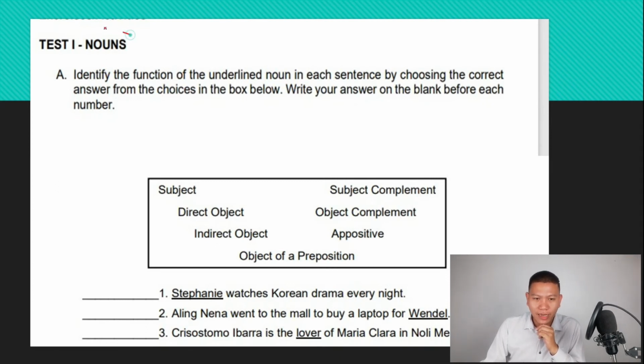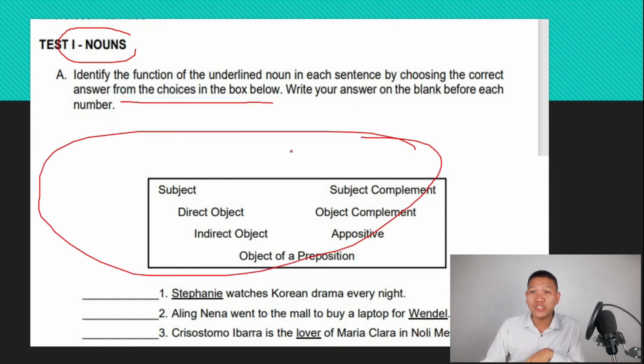Test 1 about nouns. Identify the function of the underlined noun in each sentence by choosing the correct answer from the choices in the box below. So these are our choices. These are the functions of a noun in a sentence. So we are to read the sentence in each number and then identify the underlined noun, whether it's a subject, direct object, or whatever. Number 1, Stephanie watches Korean drama every night.